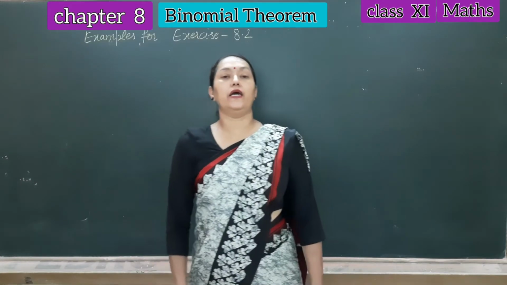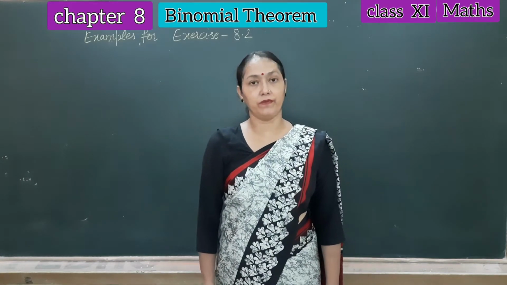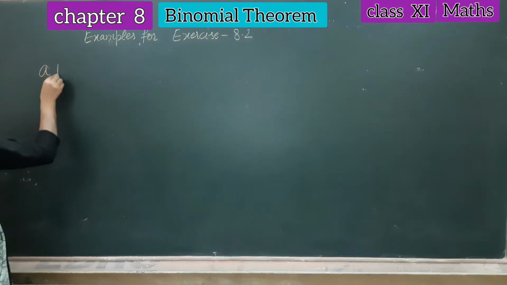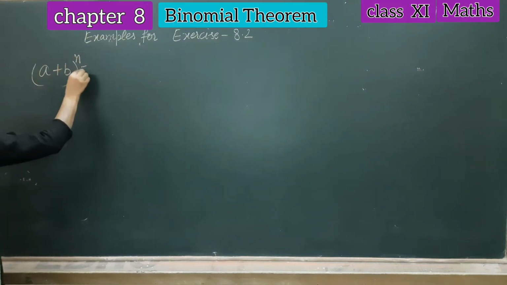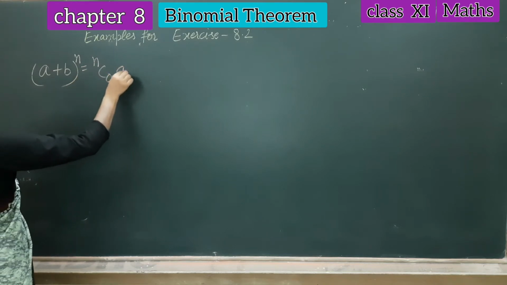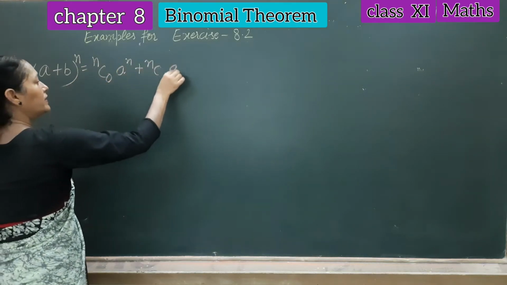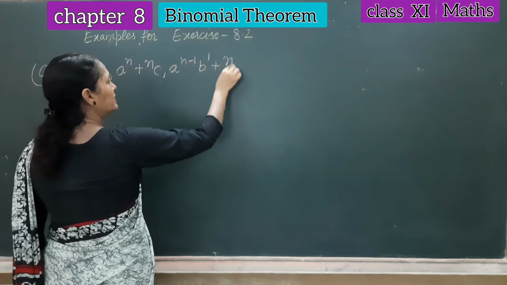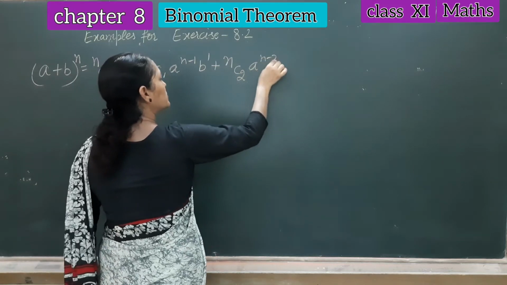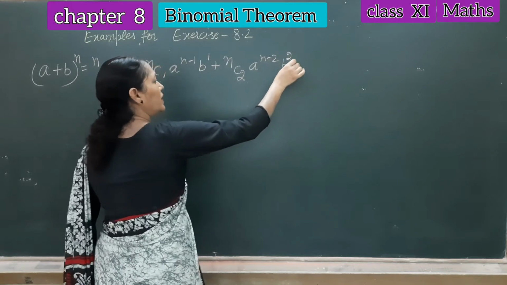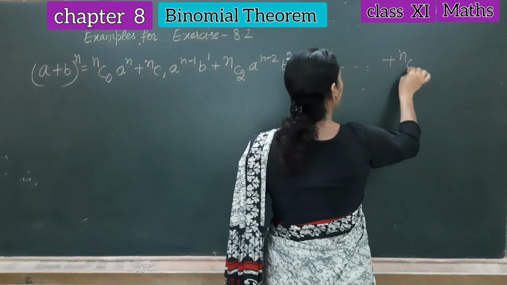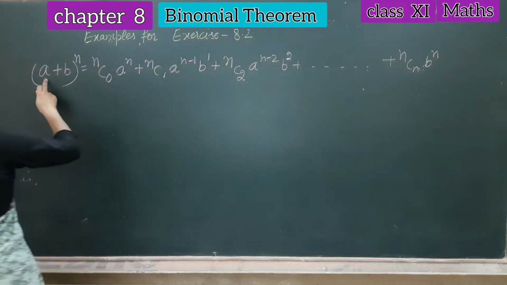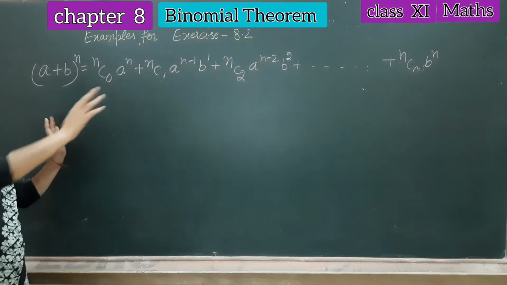Namaste students. In our last lecture, we studied the binomial theorem and binomial expansion. If we have to write the expansion for the identity (a + b)^n, we write nC0 a^n, nC1 a^(n-1) b, nC2 a^(n-2) b^2 and so on, and the last term will be written as b^n. The first quantity is decreasing and the second one is increasing.